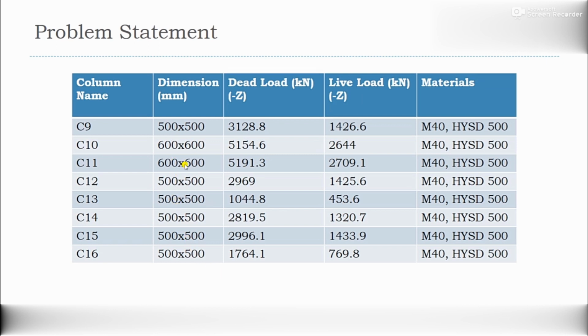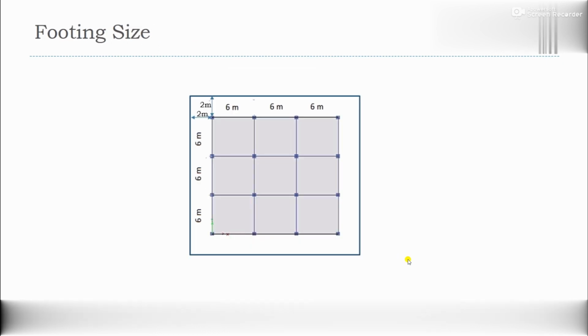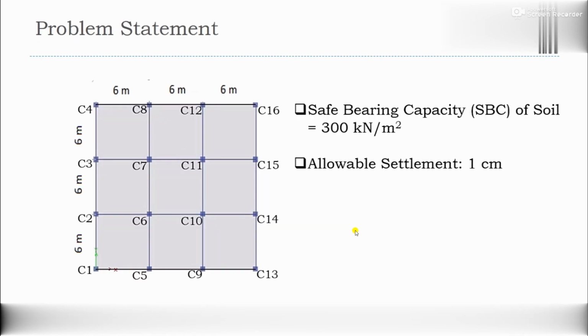In my building, there are 2 dimensions of columns, that is 500 by 500 and 600 by 600. In my model, there is a length and width of 6 meters, 6 meters, 6 meters and here is also. So I have to design the square mat foundation for my model. For corner columns, we have to extend our mat foundation 2 meters on each side. Let us assume the safe bearing capacity of soil is 300 kN per meter square and allowable settlement is 1 centimeter.